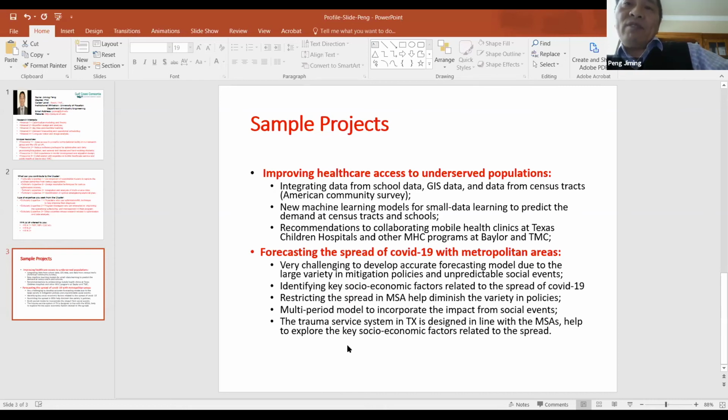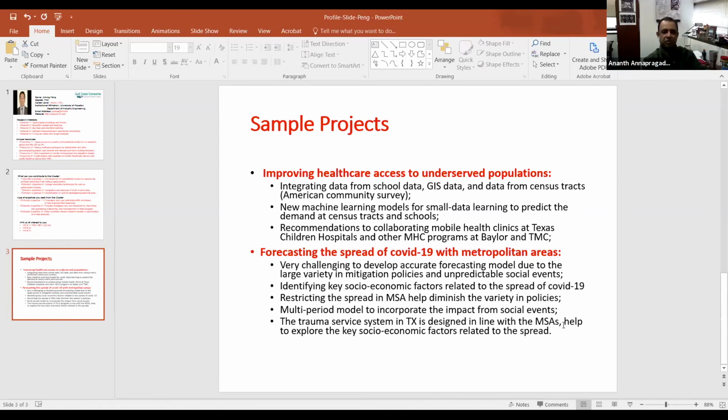Particularly, what I would like to mention is the so-called trauma service system in Texas. It's designed pretty much like the MSA system. This allows us to identify the key social and economic factors, but also the overall healthcare service in Texas, in relation to the spread of COVID-19. That's what I would like to say.